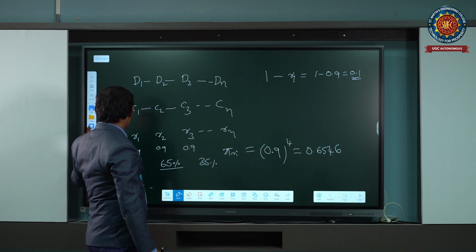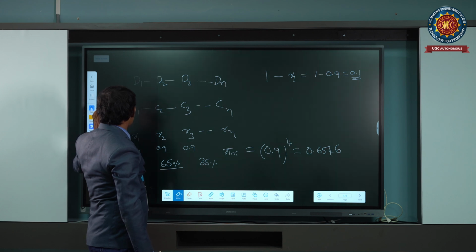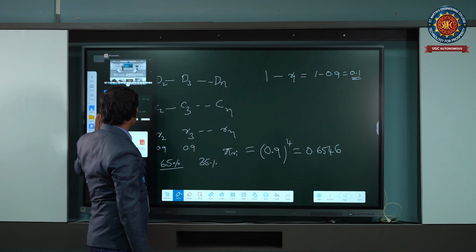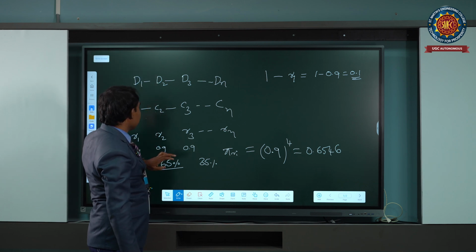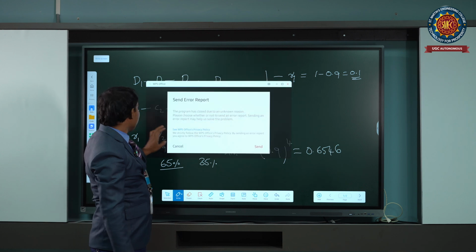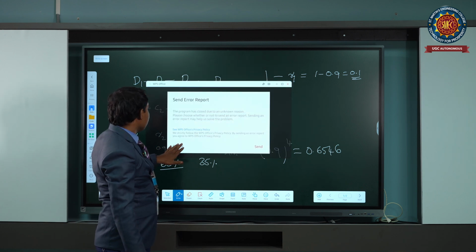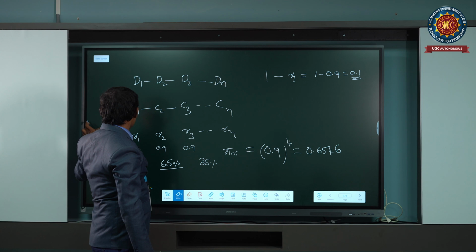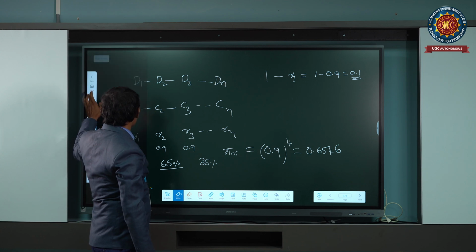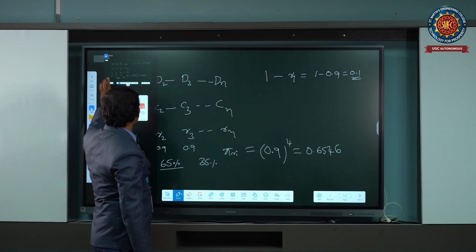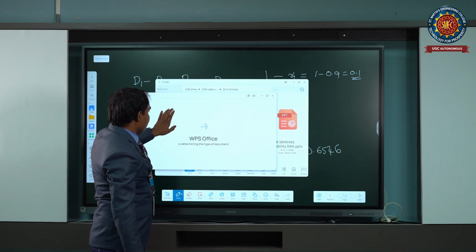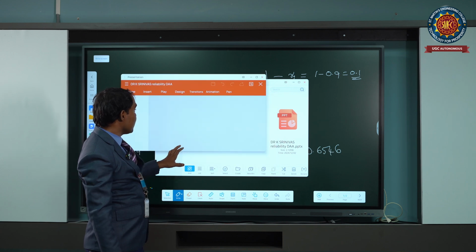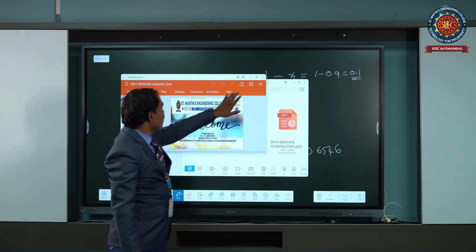Then you can see the value comes to 0.1, and then how are we going to calculate it? How are we going to increase that reliability? You can see that we have to use multiple devices of the same device. You can see here how we are going to use multiple devices.